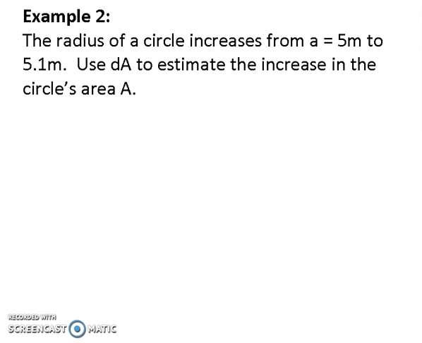It says the radius of a circle increases from a equals 5 meters to 5.1 meters. Use dA to estimate the increase in the circle's area, A. So they've given us information about the radius of the circle, but then they're asking us questions about the area of the circle. So I need to find a way to relate those two things. So hopefully you remember from geometry or even from elementary school that the area of a circle is found with pi r squared. So then if they start talking about the rate of change of these things, this derivative of A would be dA/dr, because the radius is your independent variable, whereas the area is your dependent variable.